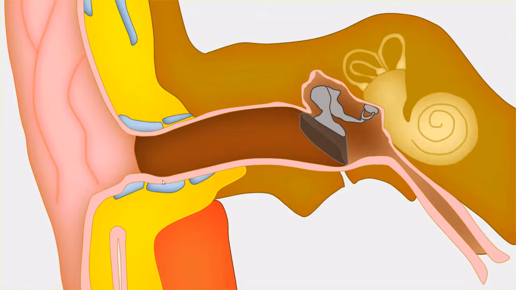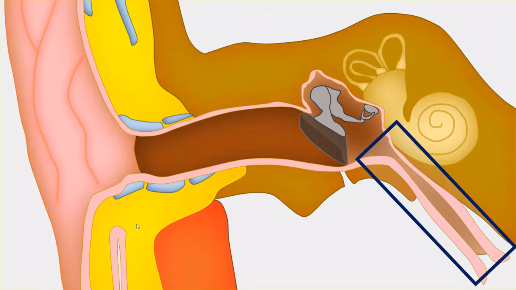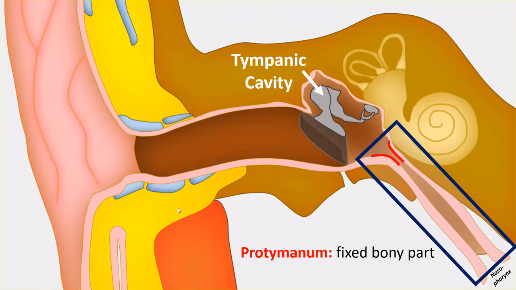This is a drawing I once made for a presentation on the temporal bone, and it was useful for this presentation as well. We see here the Eustachian tube connecting the tympanic cavity with the nasopharynx, which I couldn't draw on this image. And as said, the Eustachian tube has two parts: a fixed bony part, a small one called the protympanum, and a longer anterior part lined with cartilage called the cartilaginous part.